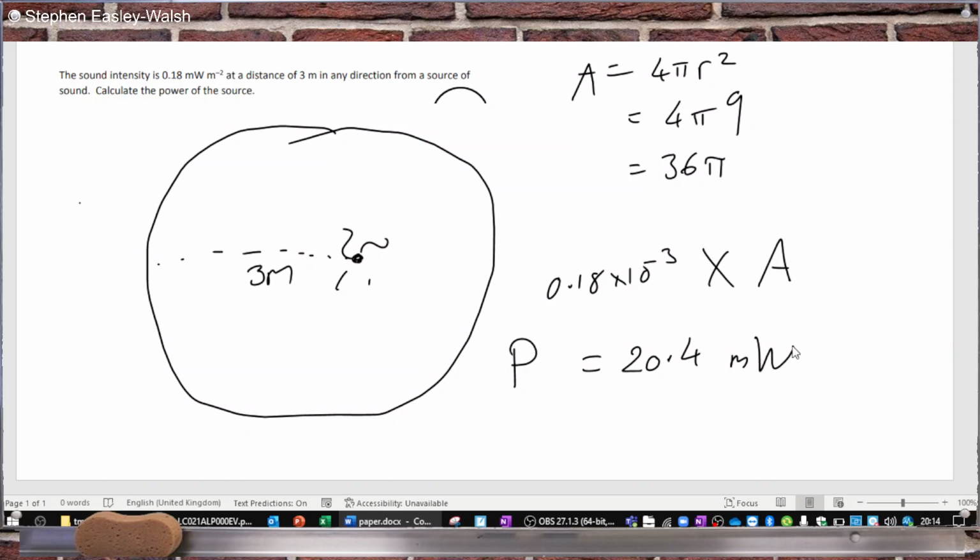Oh, actually, that is pretty big, because originally it was 0.18 milliwatts and now it's 20.4 milliwatts. Yeah. So as you increase the distance, the intensity gets spread out more. So I think that's all fine. I think this is the area for a sphere, 4 pi r squared. Like I said, I don't remember the formula, but I think that's right.